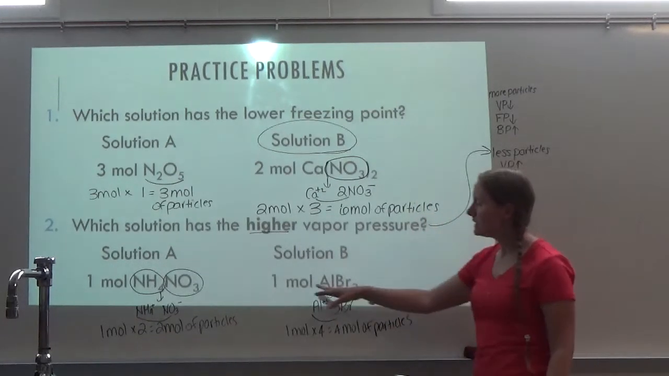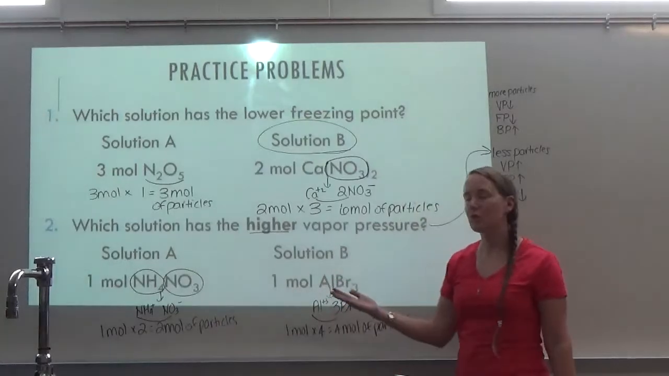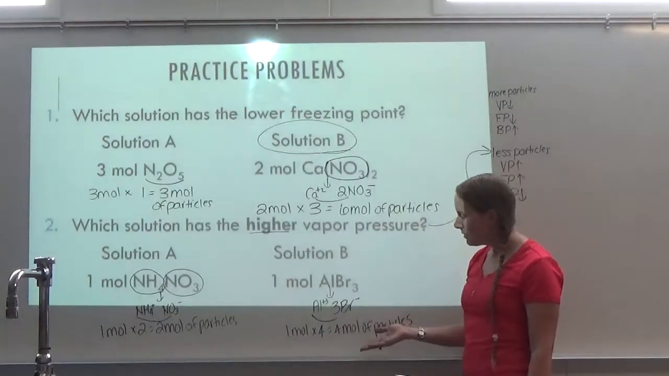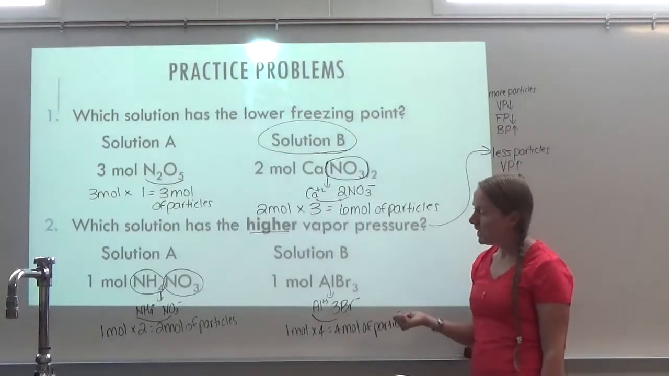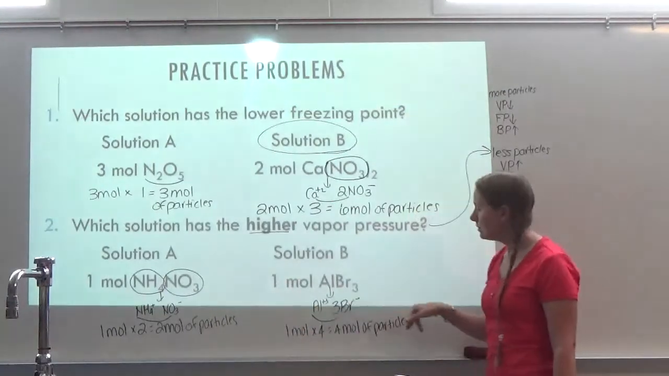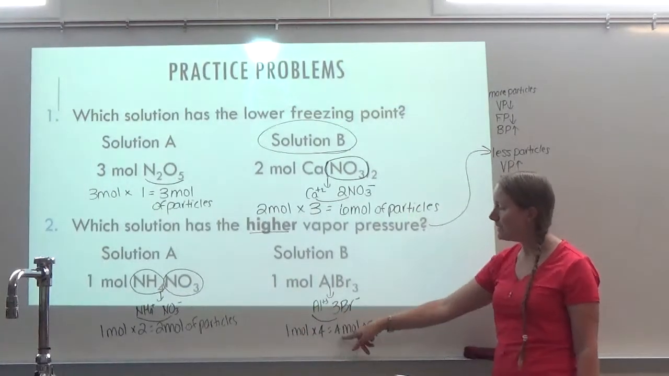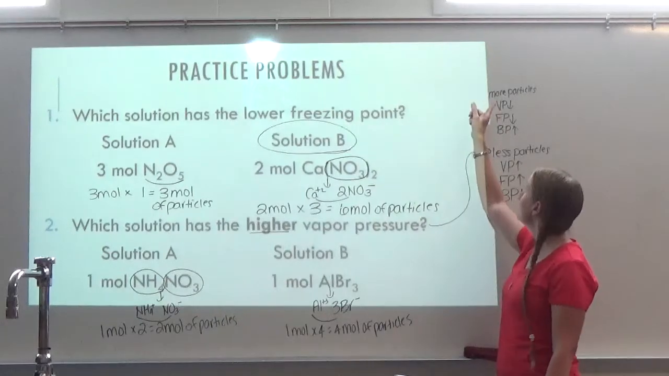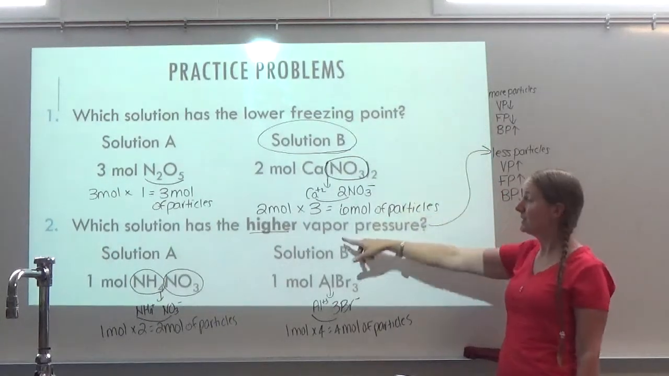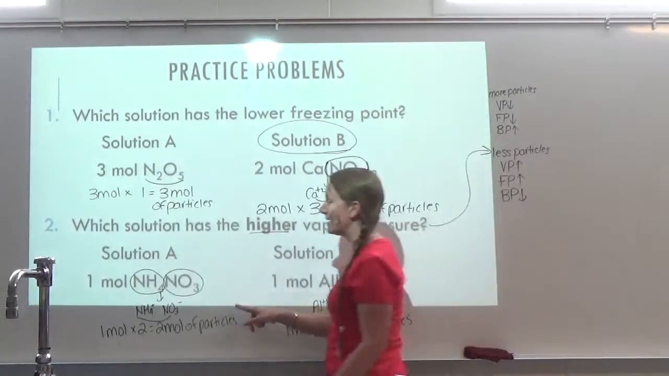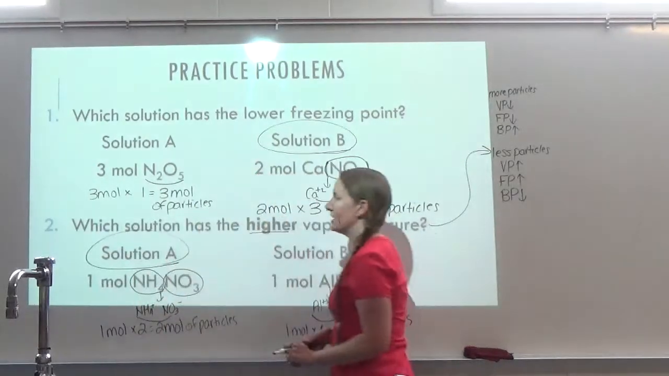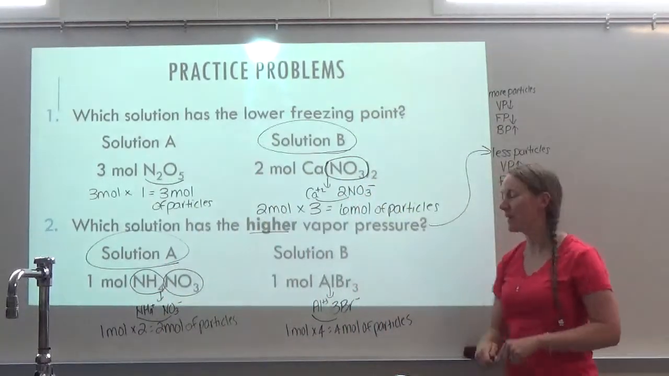All right, so even though when we start it looks like it's going to be the same, because it's 1 mole and 1 mole, once we break them up, we can see they're not the same. So solution A has 2 moles, solution B has 4 moles, so since solution B has more, solution B would have the lower vapor pressure. But since it asked me for the higher, I want the one that has less, which is solution A. So hopefully you got that one right.